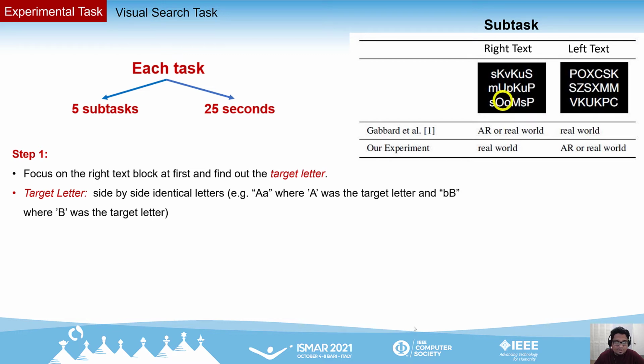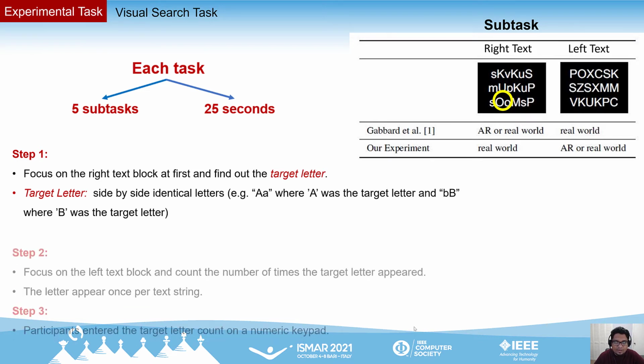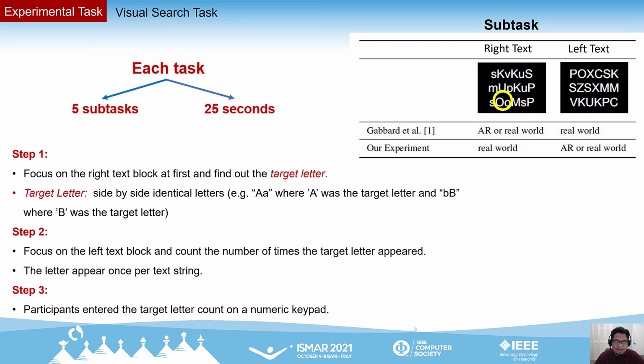For example, here the target letter is O because the small o and capital O are side by side. Then the participants were instructed to focus on the left text and count how many times it appears on the left text. Here the answer is 1. After getting the number, participants were instructed to use a numeric keypad to provide their answer.